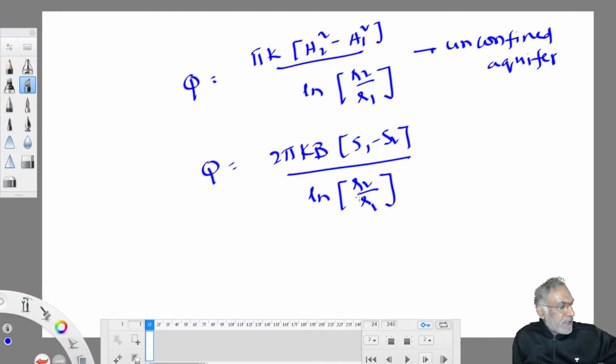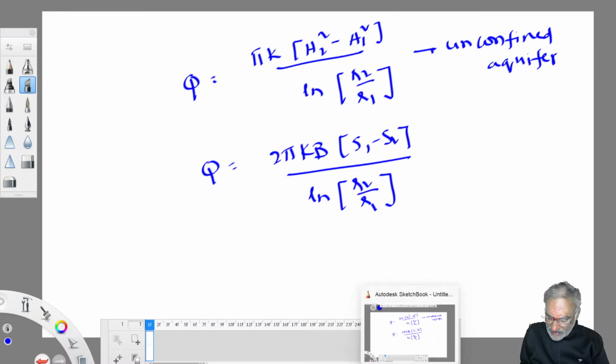Before, we solved a few numericals related to this. Few numericals we discussed related to this, isn't it? So let us solve one more numerical related to this.